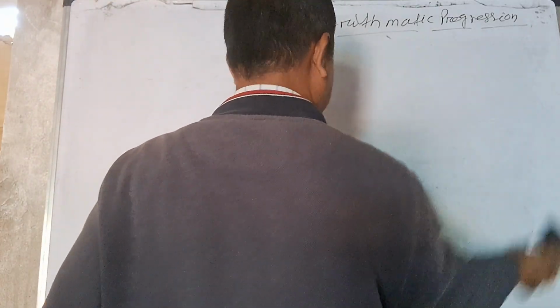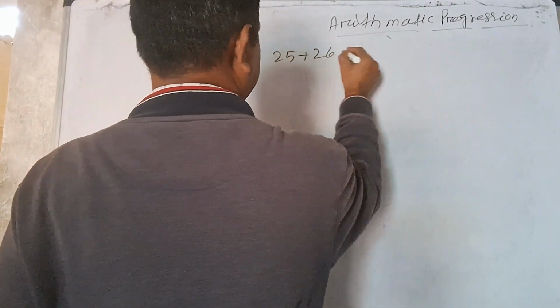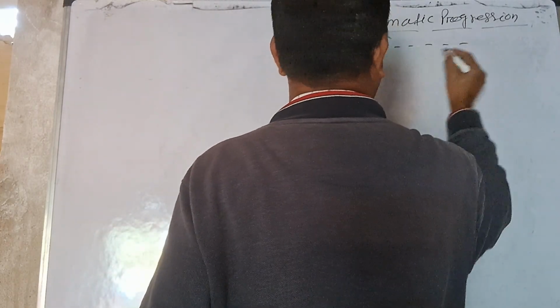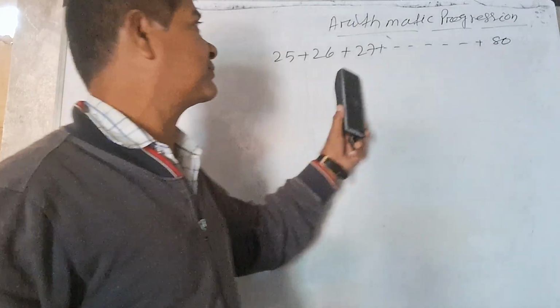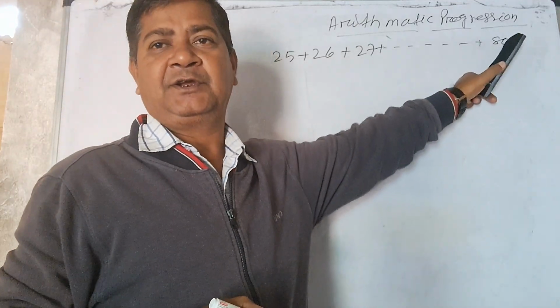Now, another trick. Find the sum of these terms: 25 plus 26 plus 27 and so on, up to 80. Find the sum of these terms starting from 25 up to 80.